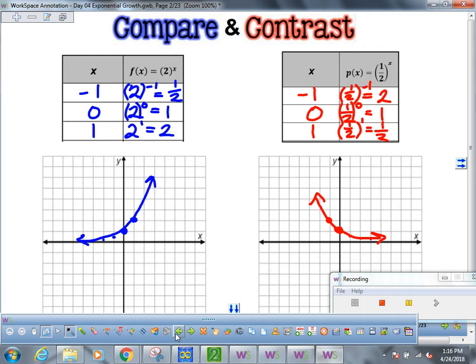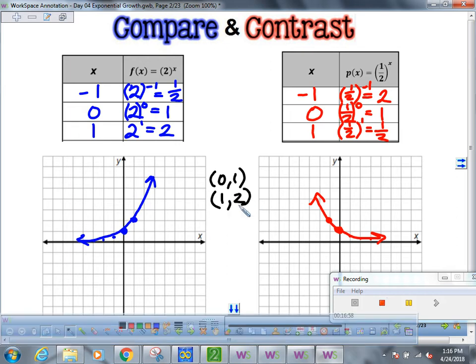So here are our numbers that we use. If it's growing or increasing, my magic numbers are 0, 1, and then the next one is when I take 2 to the first power, I get 2. So on this one, over here, it's just on the other side. It's always 0, 1, and then if I went in the negative direction, I'm also going to get 2. Do you agree with that? In the negative direction, I'm going to get 2?